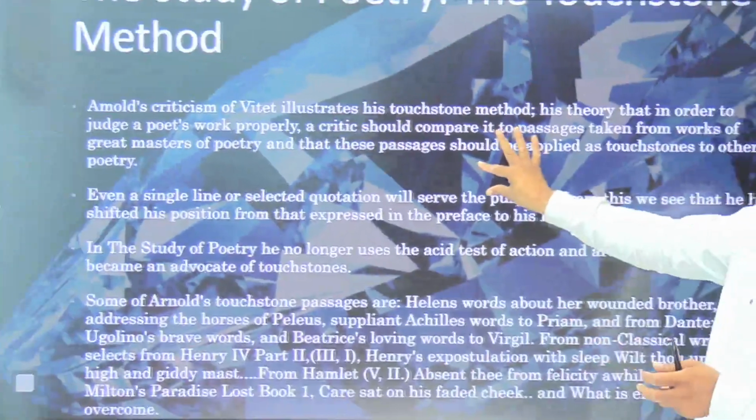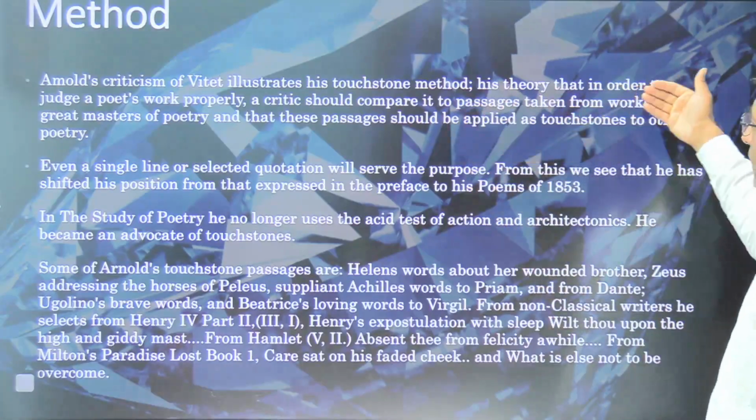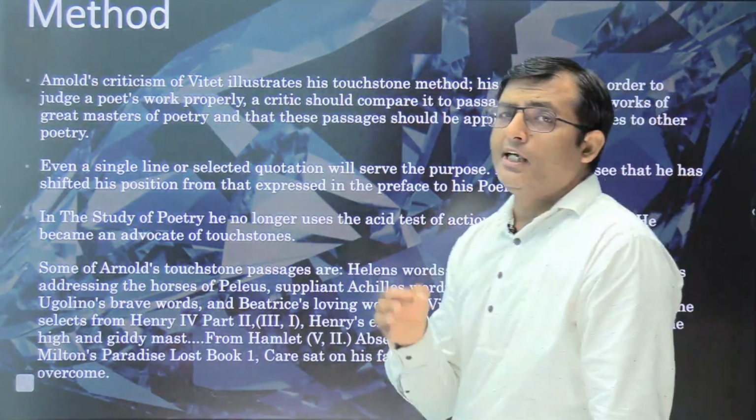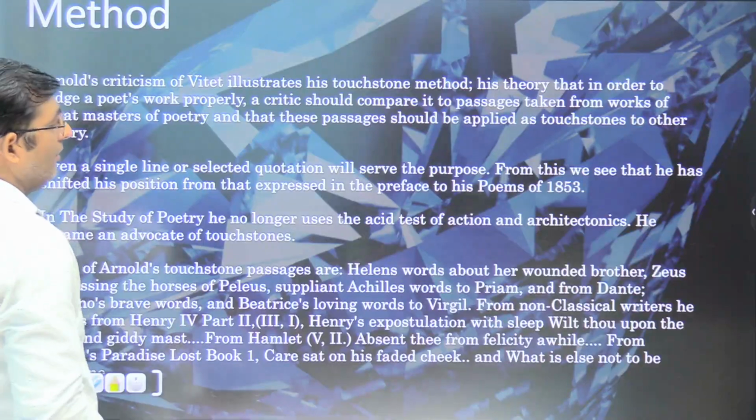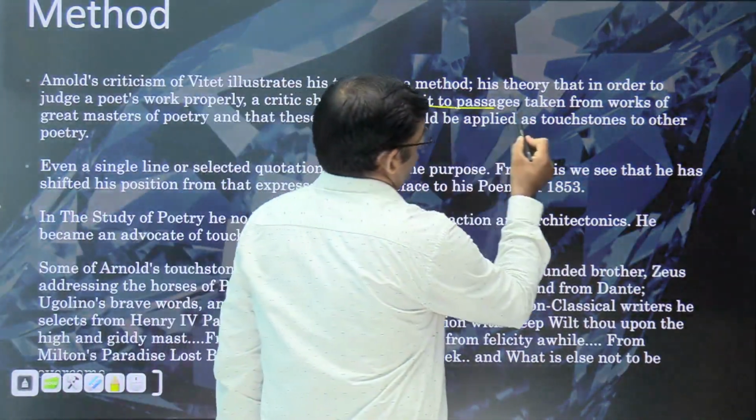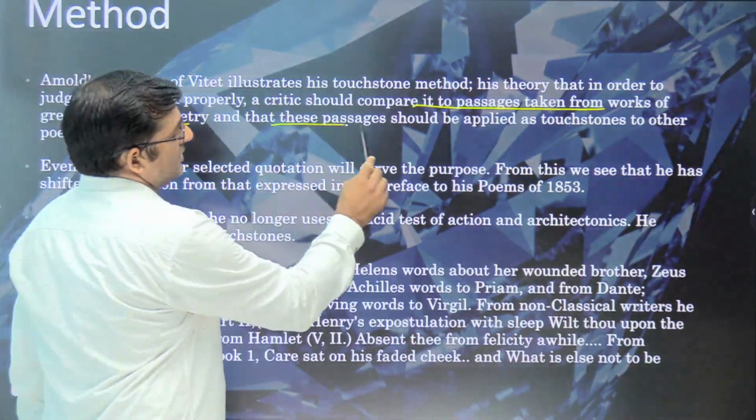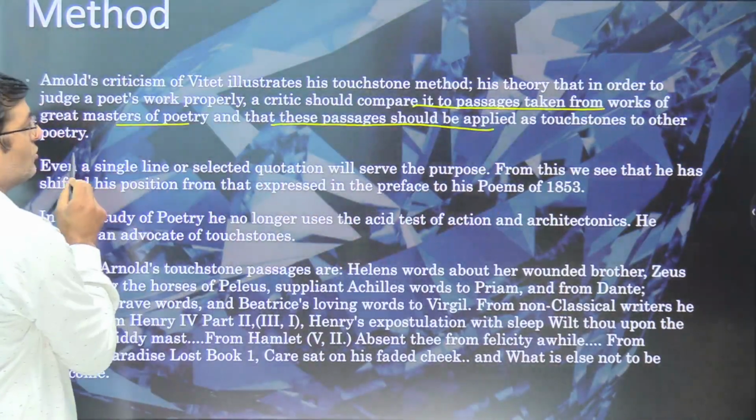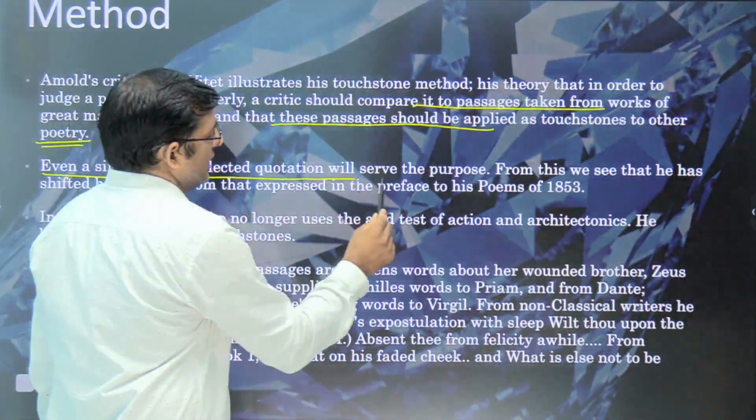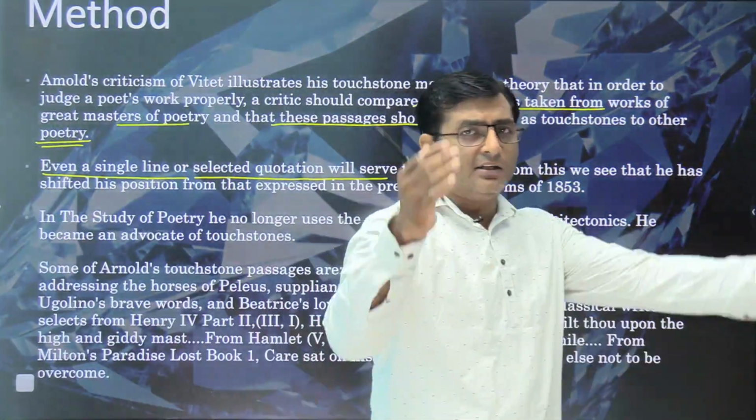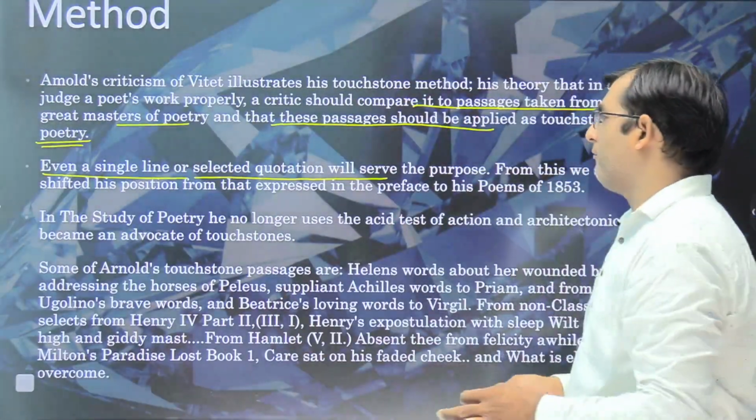This is also a question for NET. Arnold's criticism of Witted illustrates his Touchstone method, his theory that in order to judge a poet's work properly, a critic should compare his passage taken from works of great masters of poetry, that these passages should be applied as touchstone to other poetry. Even a single line, a selected quotation will serve the purpose. Right? Entire poems are not to be compared. Even a single quotation will serve the purpose of comparison.